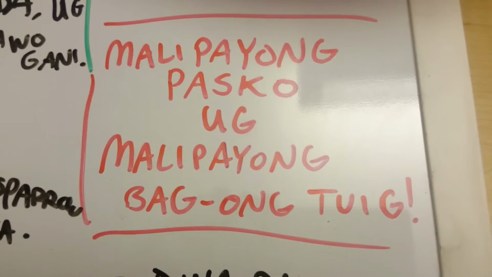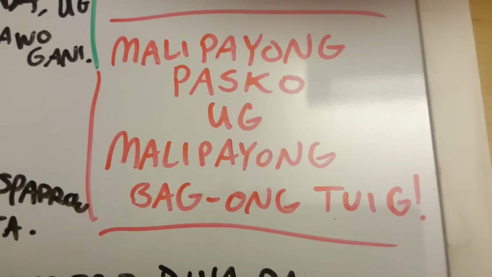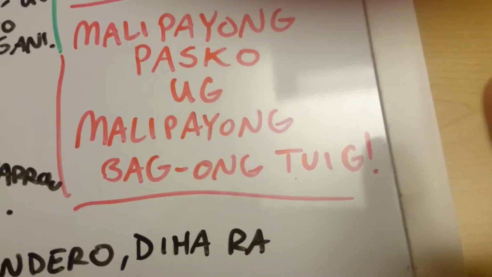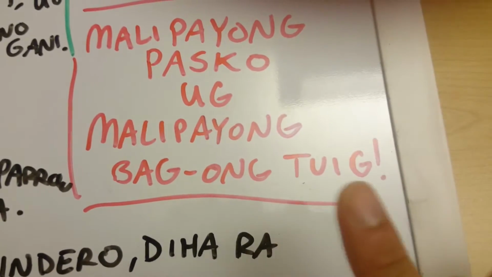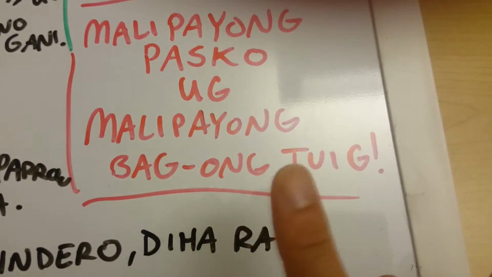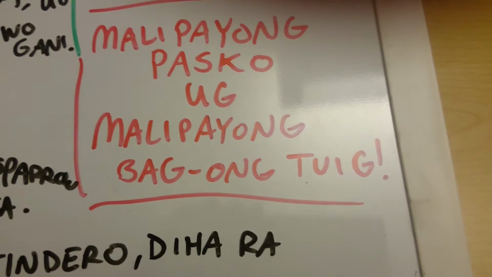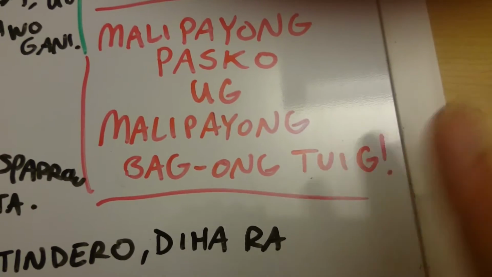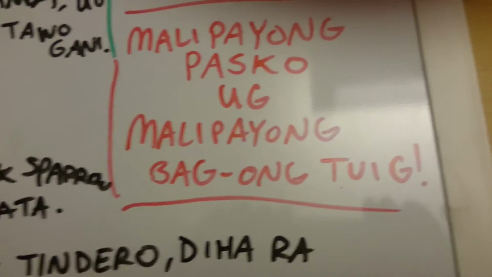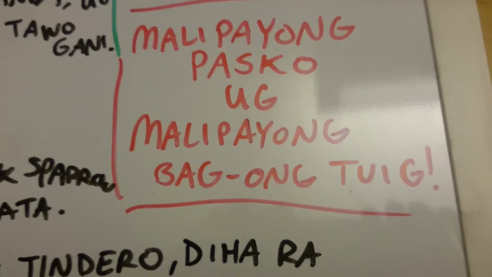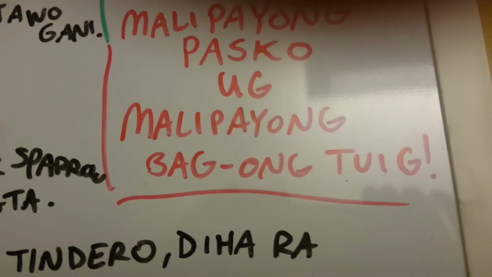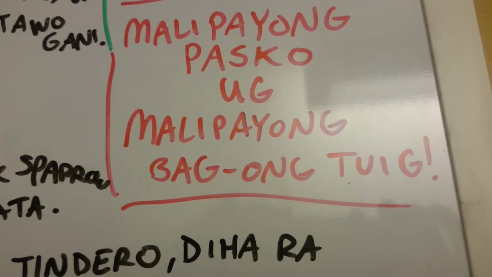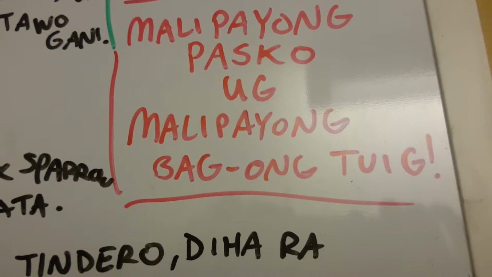Remember, "bagong" comes from "bago" with that nga ligature. So "bagong tuig," right? And then "bago" has that hyphenated syllable there, so you have to have that carryover space. "Bago, bagong tuig." That little short stop, glottal stop, whatever y'all want to call it. "Malipayong" comes from "malipay." Malipay means happy, right? Malipay, malipayong.